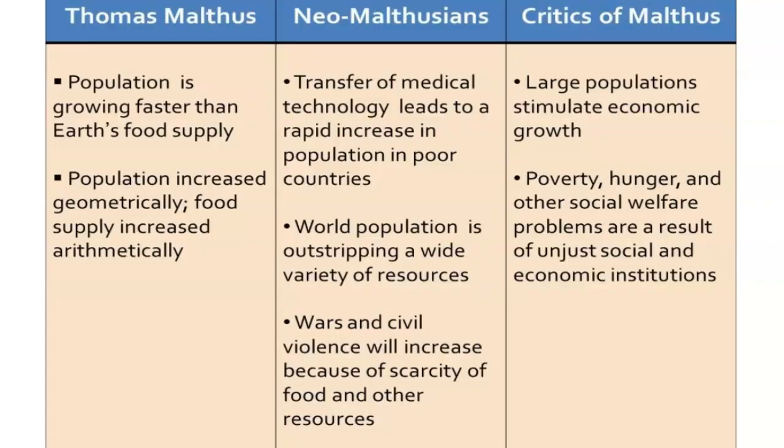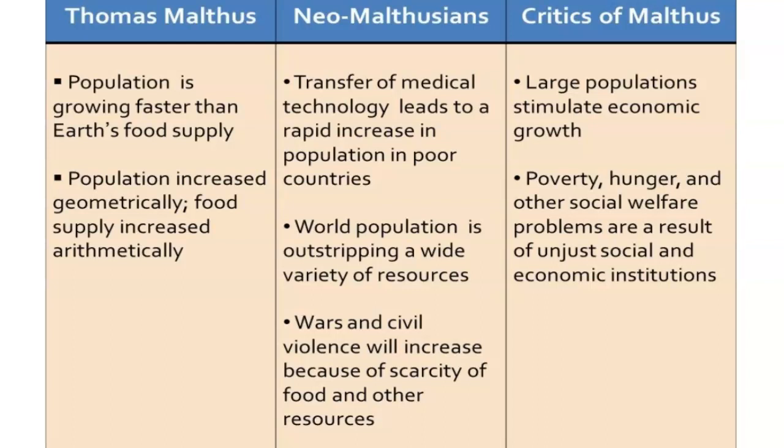Moving on to Malthusian theory, that's also a part of the agriculture unit. So Thomas Malthus believed that population was growing faster than the Earth's food supply, and that population increased geometrically while the food supply only increased arithmetically. So, in turn, the population growth was always going to be a threat to the supply of food.